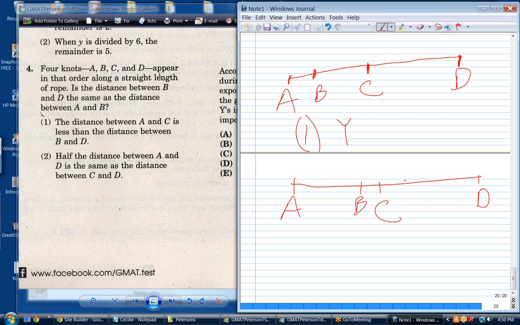So the answer is again no to the question, which means... In other words, B would have to be on top of C for it to be yes. So both 1 and 2 work. Yes. So D again would be our answer on this.